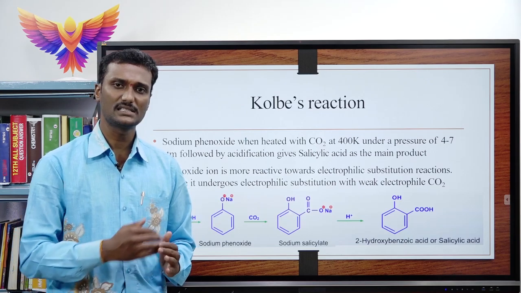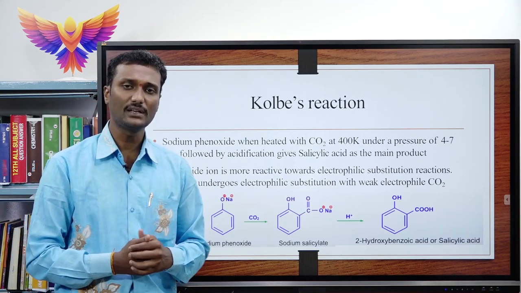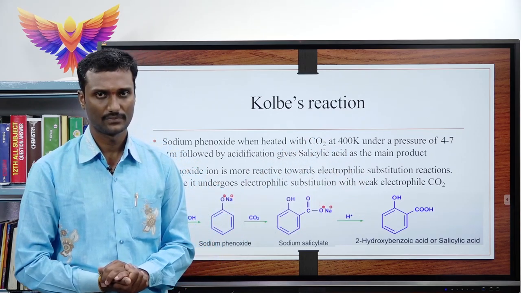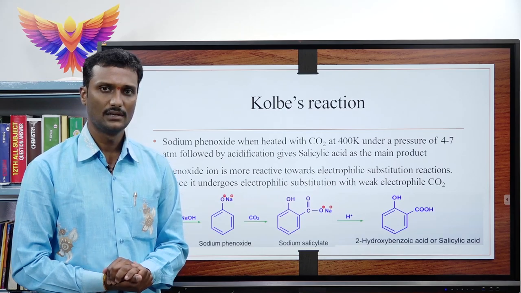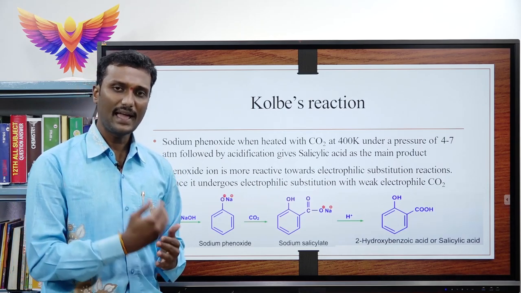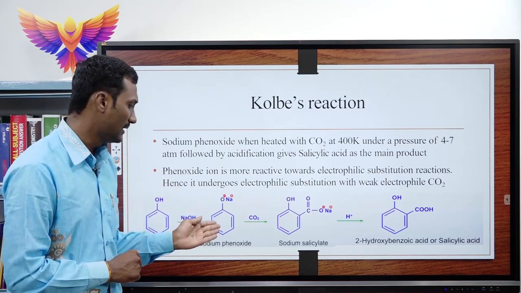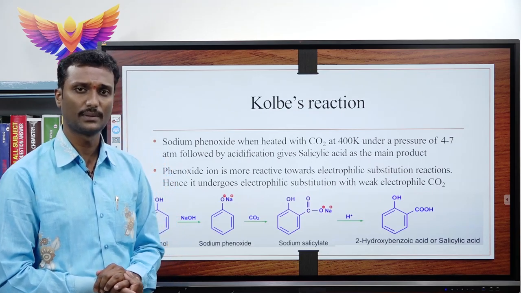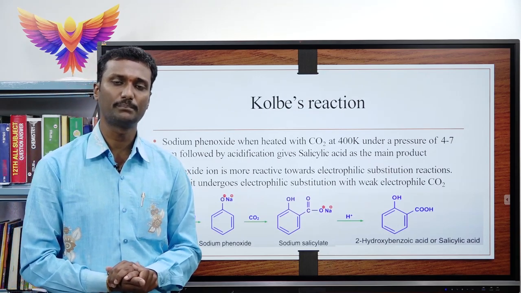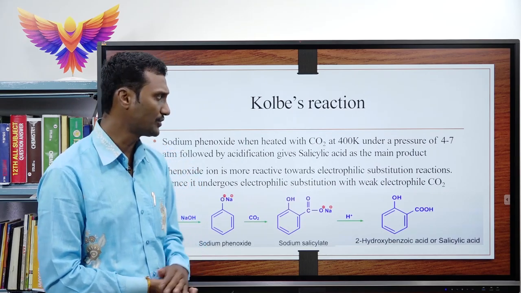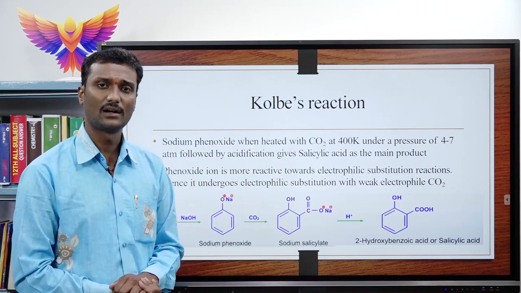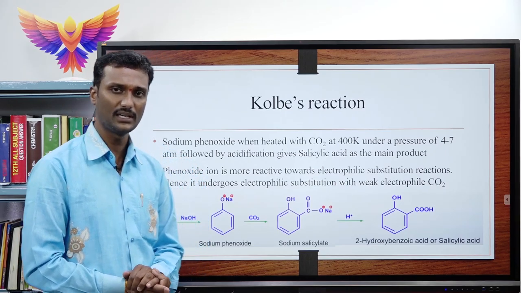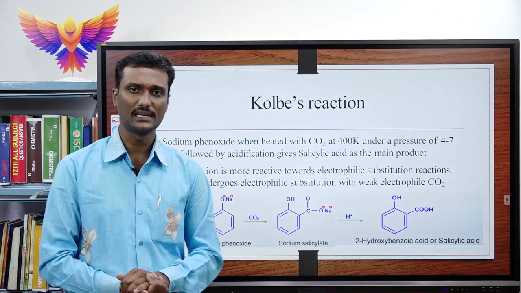Kolbe's reaction is one of the named reactions where we can prepare salicylic acid from phenol. Very important reaction. Here phenol reacts with carbon dioxide in the presence of an alkali such as sodium hydroxide, under suitable conditions of temperature and pressure. The temperature is almost 400 Kelvin, and we maintain a pressure of 4 to 7 atmospheres to convert phenol into salicylic acid.